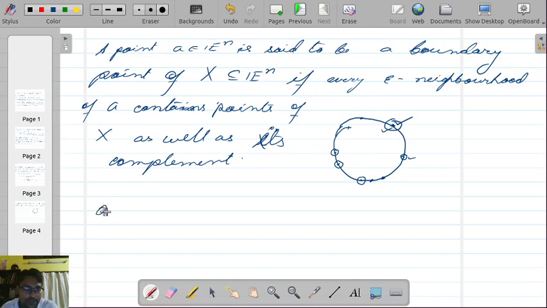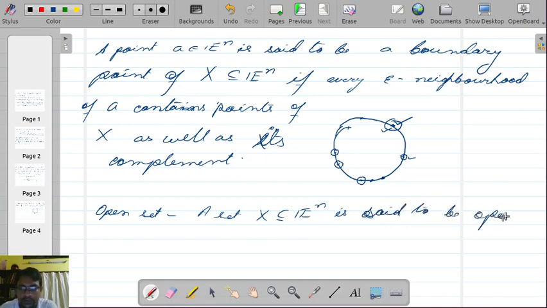So let us write this one. Open set: an open set basically means every point in the set is an interior point. Then we say that it's an open set. So a set capital X, which is a subset of e to the power n, is said to be open if every point of X is an interior point of X.